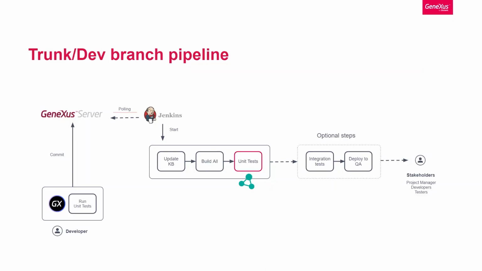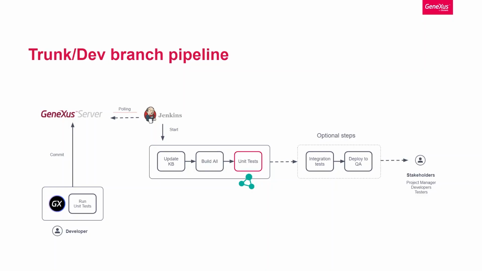So, in this case, the pipeline should run at least the following steps. 1. Update latest changes from GX server, trunk version. This will enable you to update the artifact to build KB to the latest commit. 2. Build all. This will perform a build all to specify, generate, and compile the KB objects.